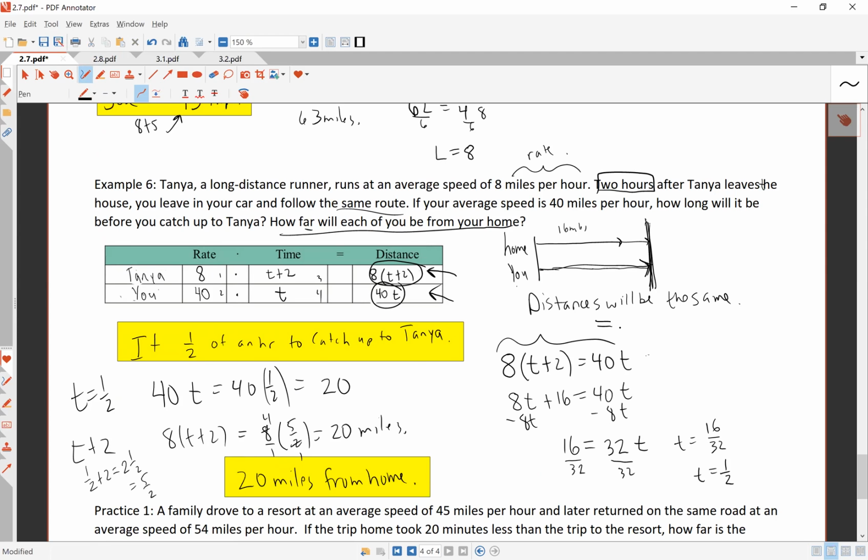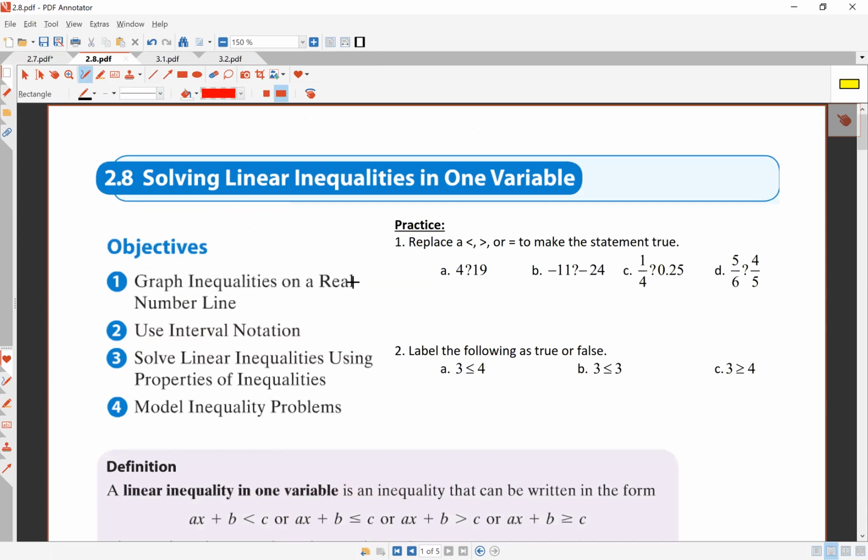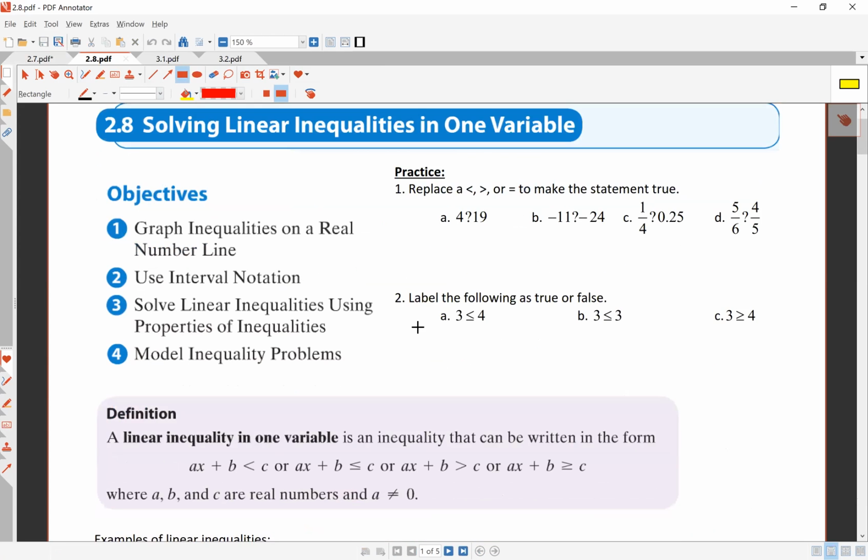Okay, so that's all I want to cover on those. 2.8 will be a little bit easier, or a lot easier, I should say. And 2.8 is about solving the inequalities in one variable.